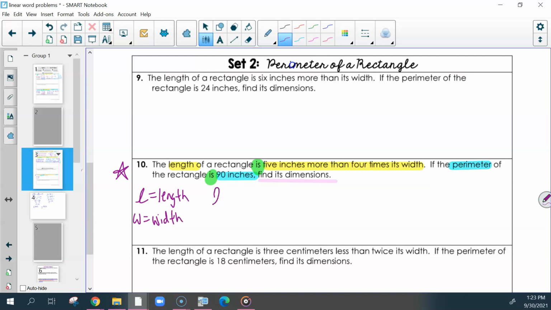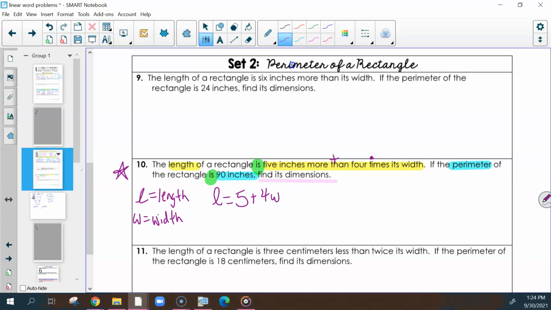So what we know about our length is it is 5 inches more than 4 times its width. So 5 plus 4 times whatever the width is. We don't know what the width is, so we're going to put W.